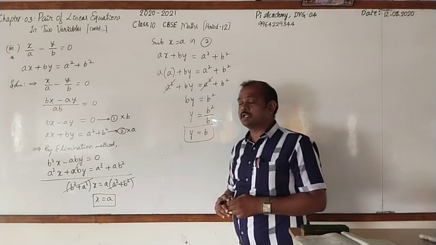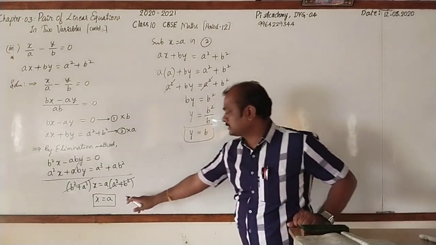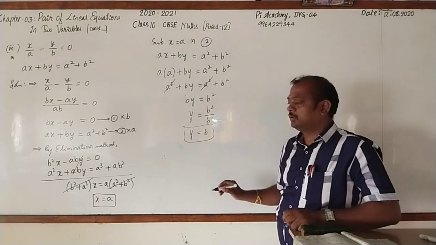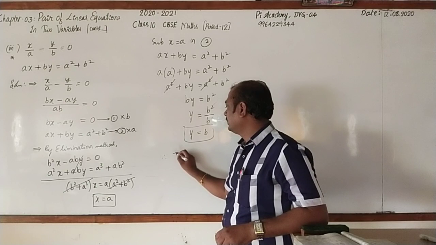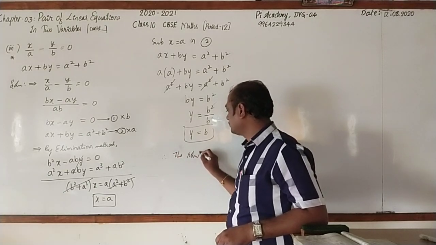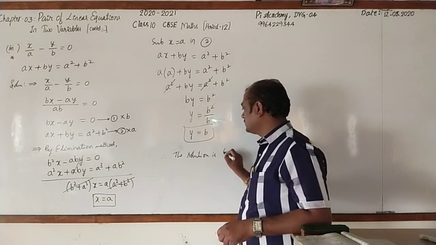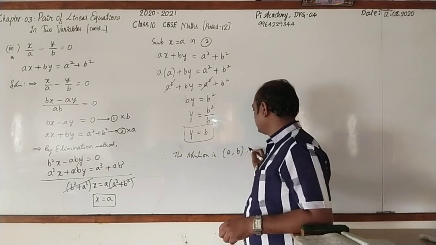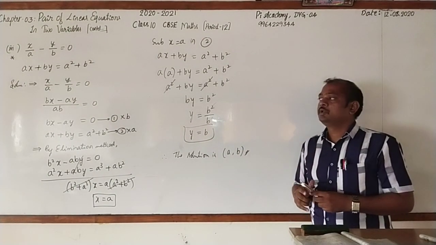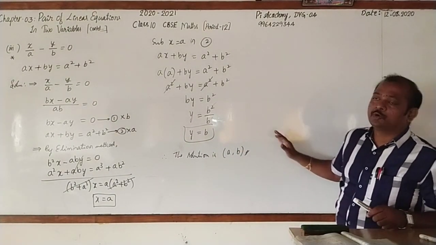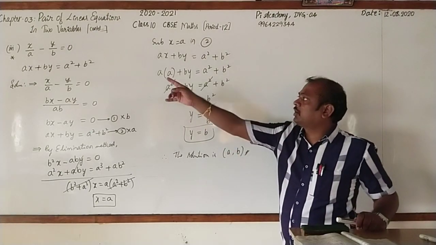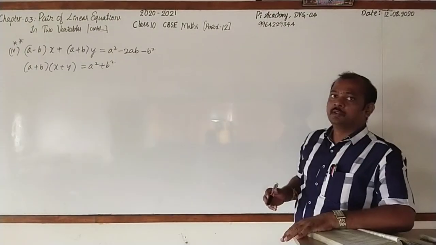Then what is the conclusion? The conclusion is x is a and y is b. We can write, therefore the solution is a comma b. Clear? Okay. Hope that you might have written with me. If not, copy from there to here. Yes.